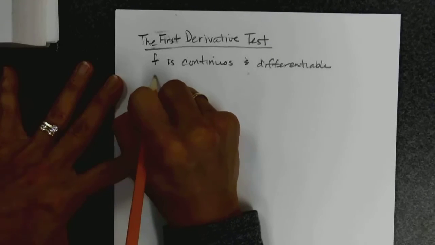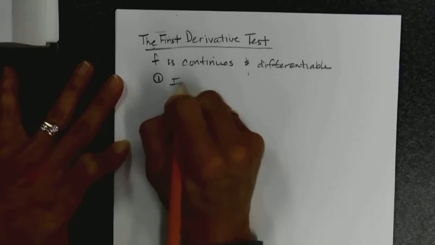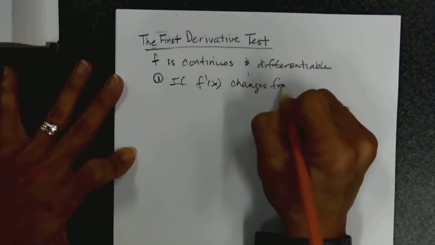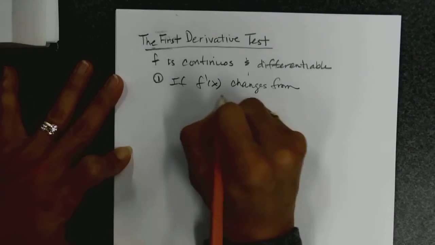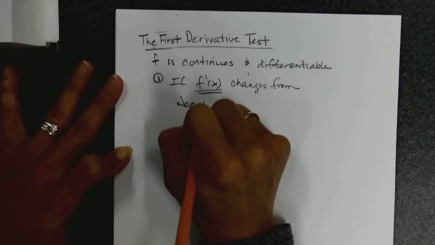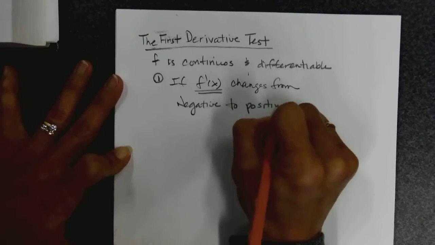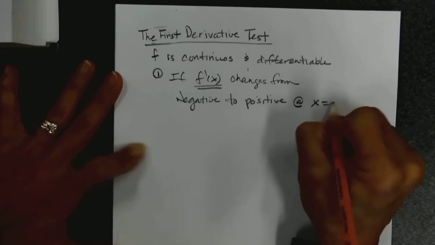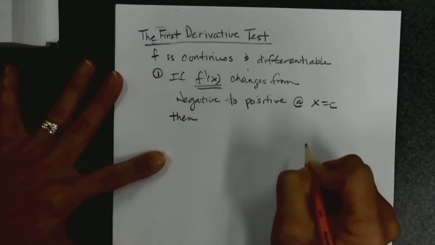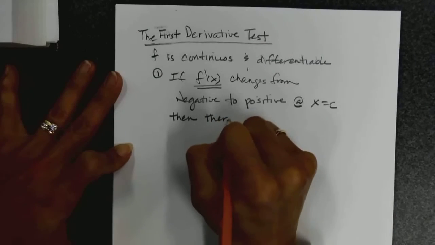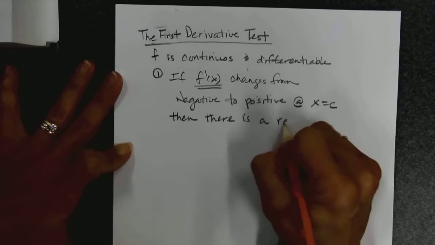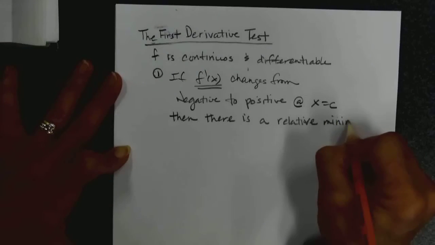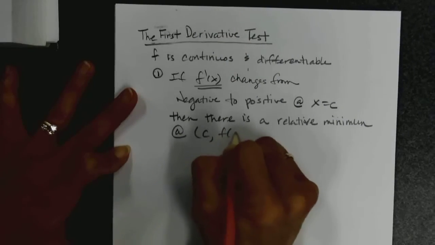And what this says is that if f prime of x changes, so the derivative changes from negative to positive at x equals c, then there is a relative minimum at c comma f of c.